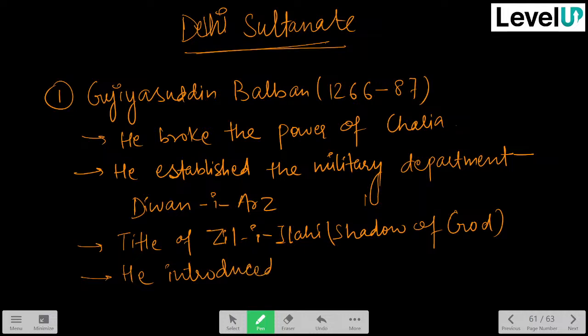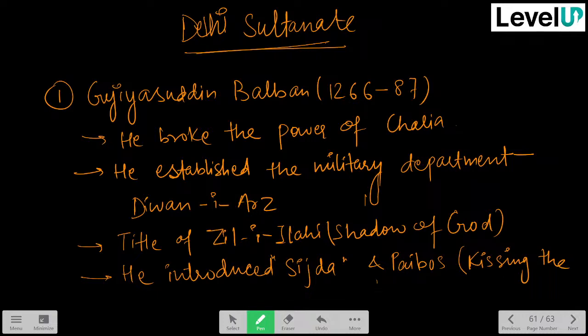He introduced Sijda, an important term, and Pybos. Sijda means greeting the king, and Pybos is very different. It was kissing the feet of the monarch. That is, one has to do Sijda and Pybos, and kiss the feet of the monarch.